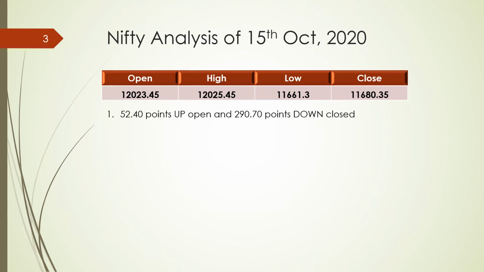If you see Nifty, today it opened at 12,023.45 levels. It made a high of 12,025, that is just 2 points up, and made a low of 11,661.3 and closed almost at 11,680.35. Compared to 14th October's closing, it opened 52 points up, but at the time of closing it almost closed 290 points down.